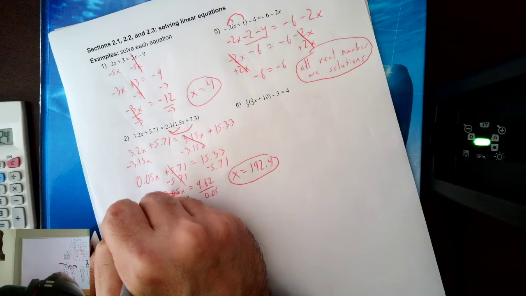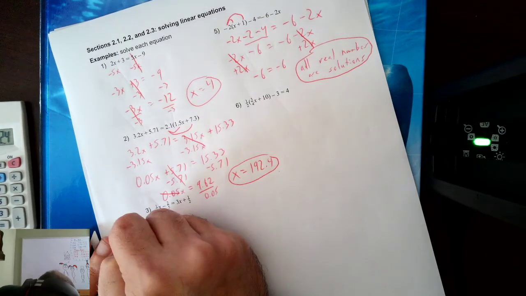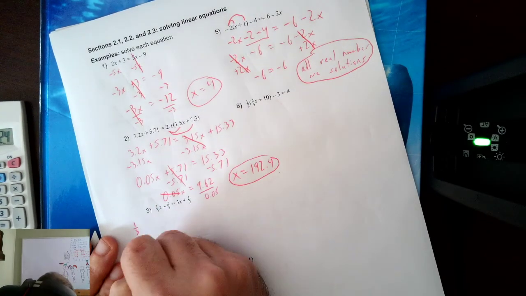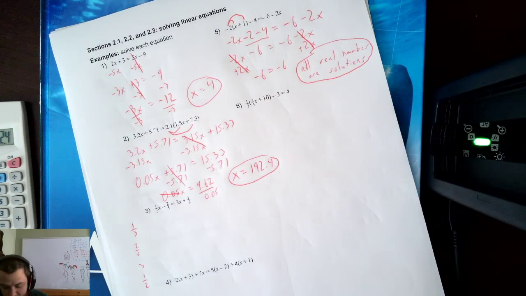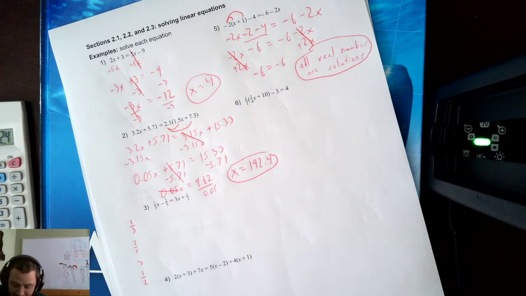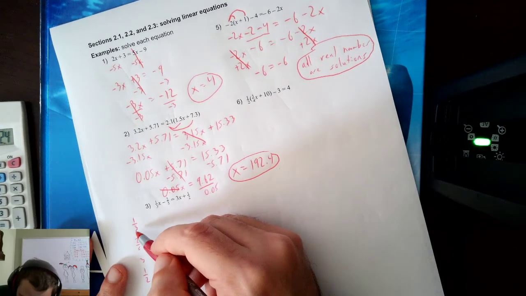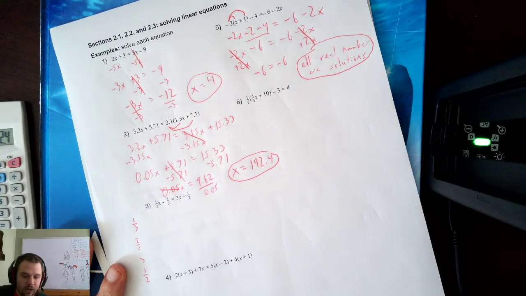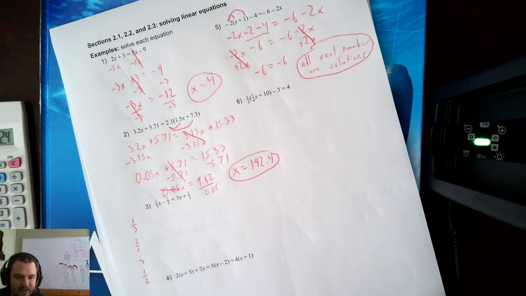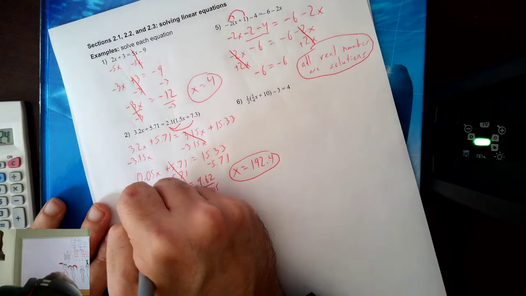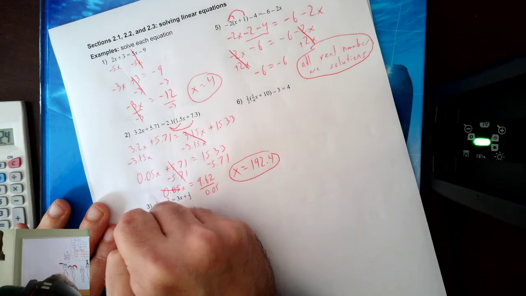So I'll write every number that shows up: 1/3, 2/5, 3, and 1/2. Now, my denominators: 3, 5, and 2. What is a common denominator that would work for 3, 5, and 2? Well, 3, 5, and 2 can all be multiplied to become 30. So I'll multiply these by 30 over 1.